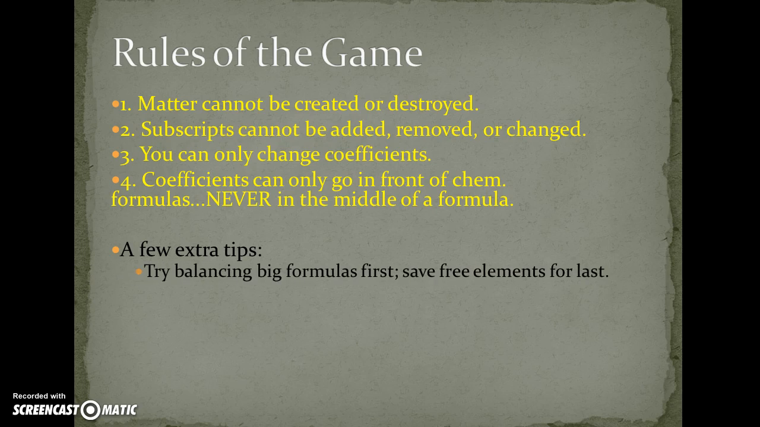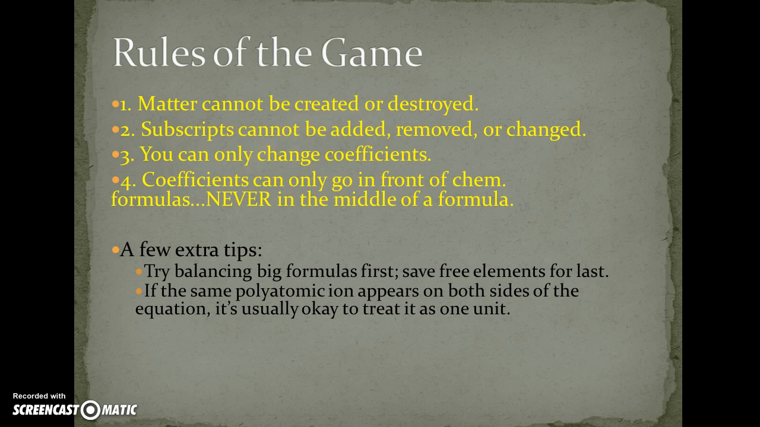All right, some last minute tips. Try balancing the big formulas first. Save the little things for last. So if you have 2 NaCl plus O equals whatever, balance the NaCl first and then save the O for last, because it's just one element. So it's probably going to be a lot easier to balance by itself.